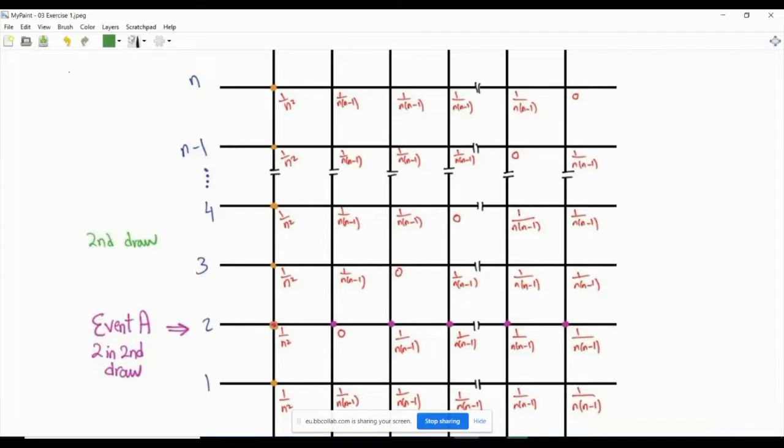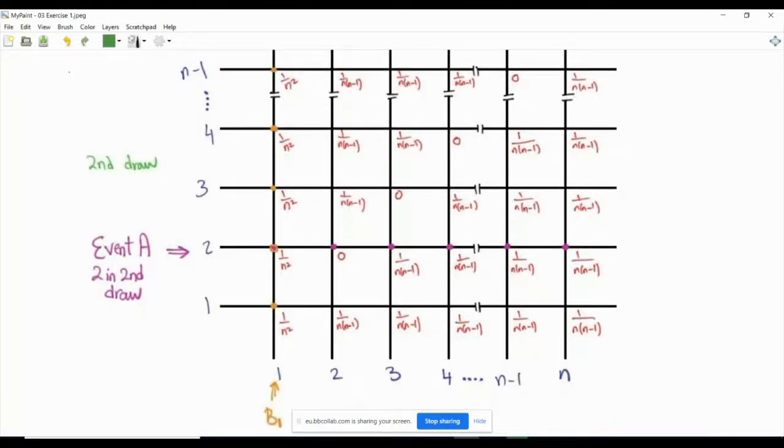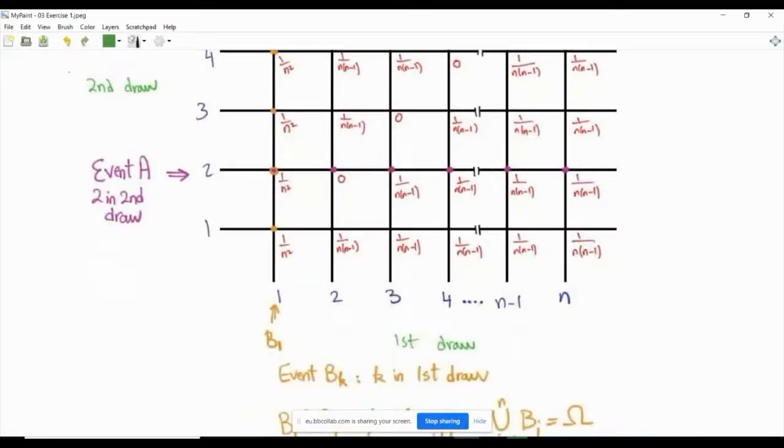ordered pairs that give you the possible numbers that you get in the first row, comma, the possible number that you get in the second row. And you may assign probabilities to each of them. So what is the probability of getting 1 in the first row and 1 in the second row? It is 1 over n squared. Why? In the first row, to get 1, it's 1 over n. Then you return it, so in the second row you also have n possibilities, and the probability of getting 1 twice is 1 over n times 1 over n.